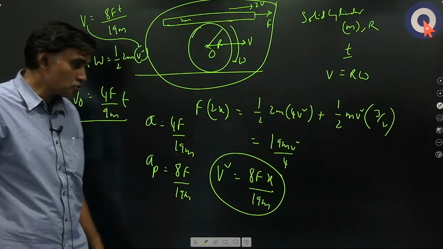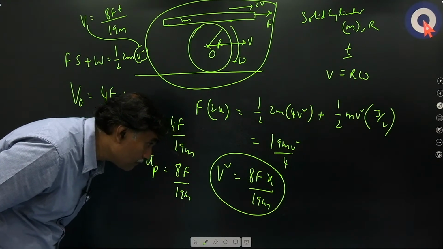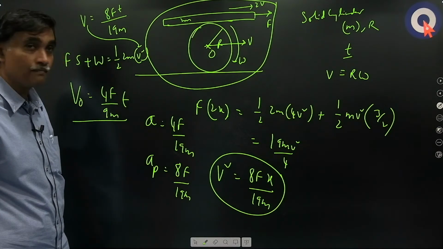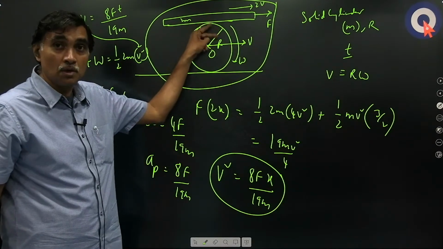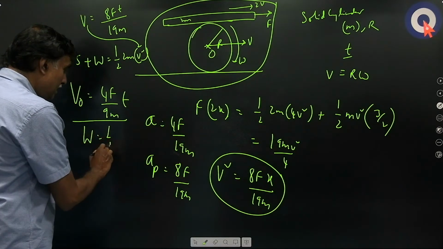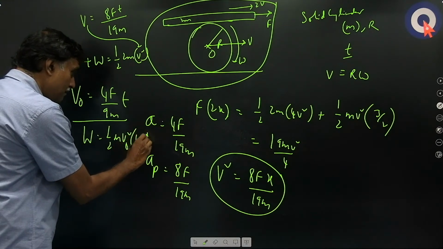And what is the only force doing work? It is the friction between these two on the cylinder. So the work done by that friction equals the gain in kinetic energy, that is half m v naught square into 1 plus gamma, that is half. That's okay.